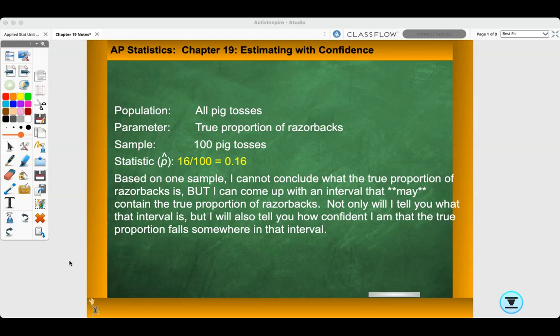So based on one sample, we can't conclude what the true proportion of razorbacks is. However, we can come up with an interval that might contain that true proportion of razorbacks. What we're going to do is tell you the interval, but we're also going to state how confident we are the true proportion falls within that interval.